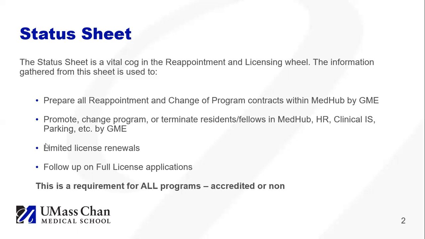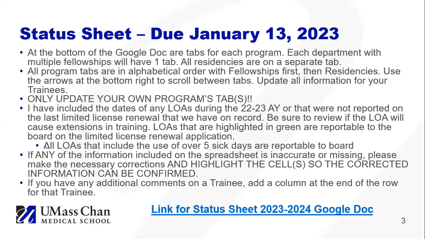So the status sheet is a requirement for all programs, whether you're accredited or not. This is for every single GME trainee. The status sheet is due January 13th. It's a Google Doc. It seemed to work out pretty well last year, so we're going to keep going with that. There is a tab at the bottom for each department. If you have multiple fellowships, like Dave does all the neuro fellowships, all of them are on just the one tab that says neuro fellowships. All programs are in alphabetical order, starting with fellowships, then residencies. There are a couple of little arrows that you can use to scroll between the tabs.